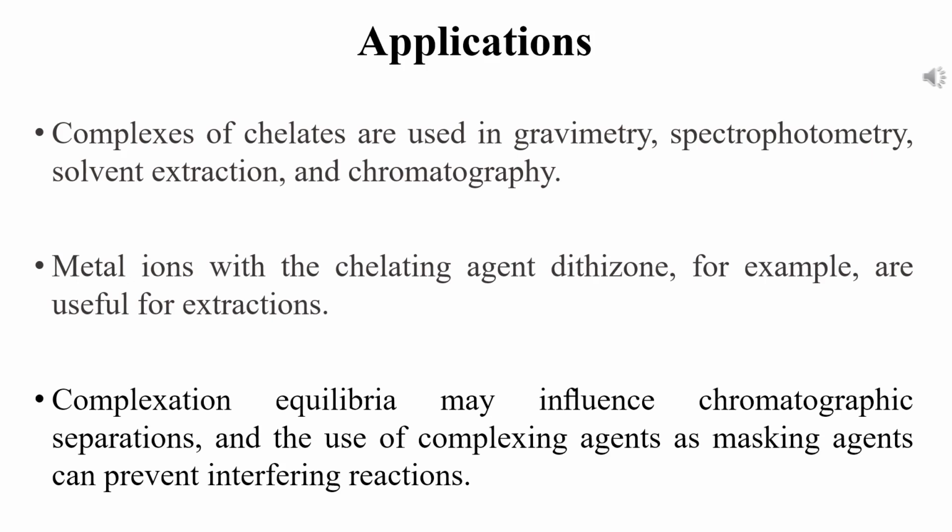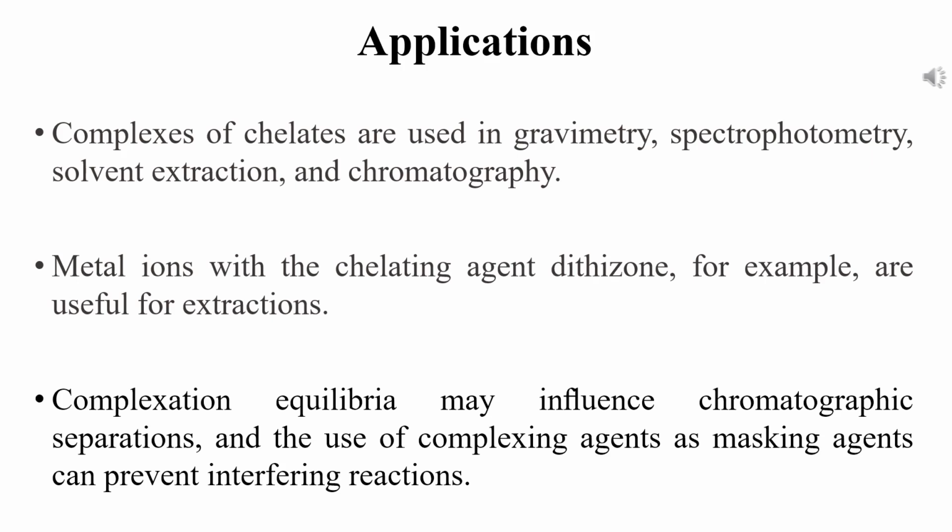So complexes of chelates are used mostly in gravimetry, in spectrophotometry, in solvent extraction, and in chromatography. Metal ions with chelating agents like dithizone, for example, are mostly useful for extraction. These chelates are often highly colored, so their formation can serve as the basis for spectrophotometric or atomic spectroscopic determination of metal ions.